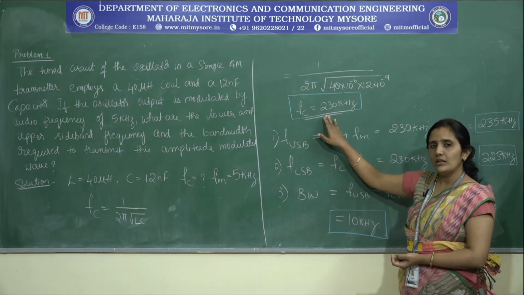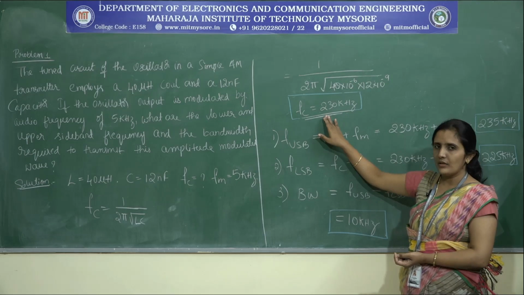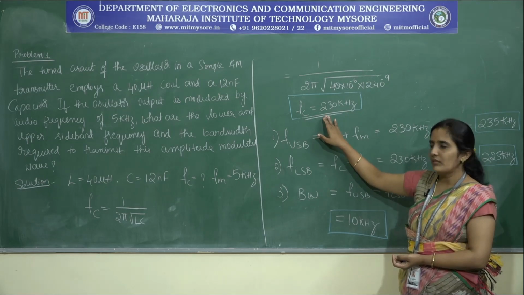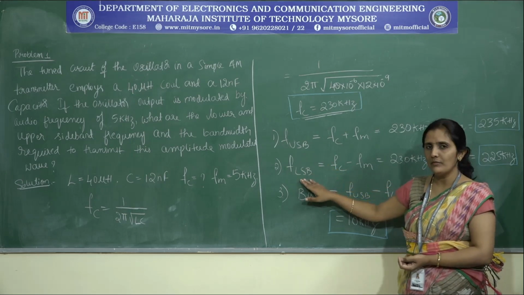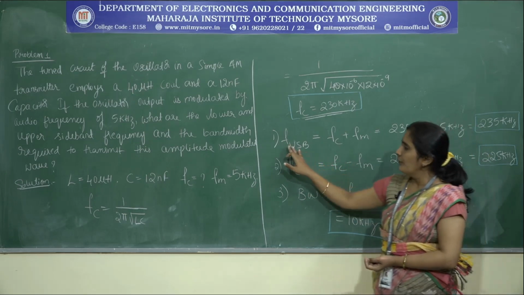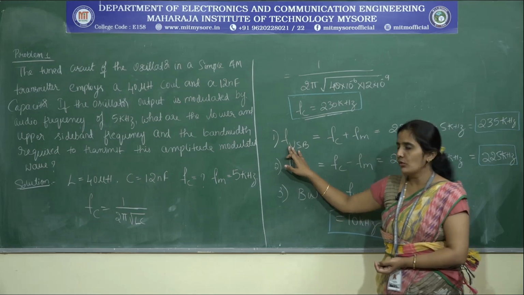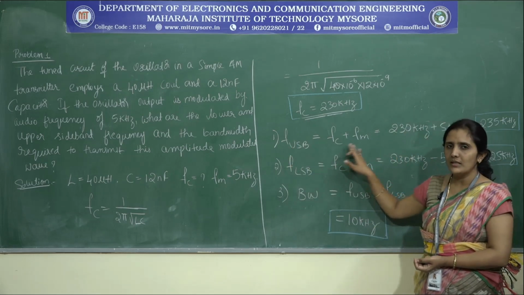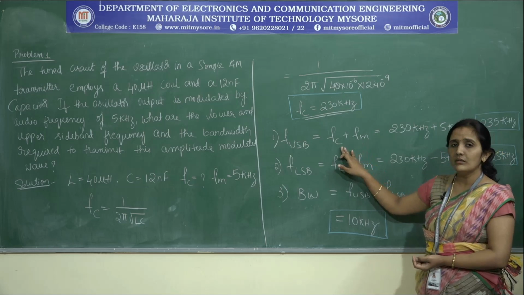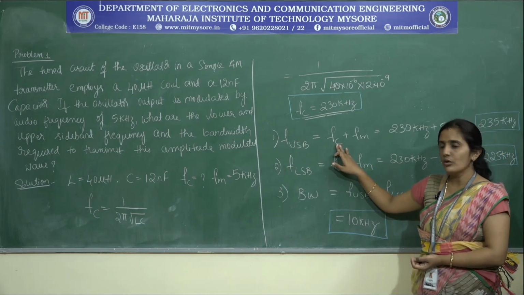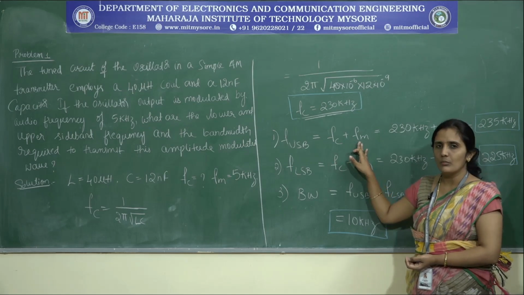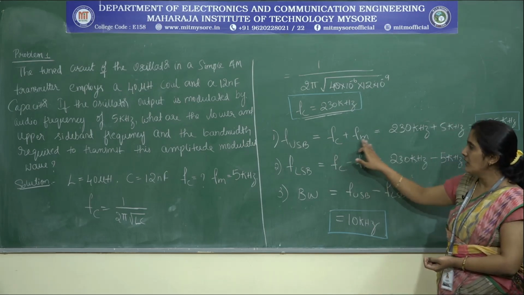By keeping this fc, the carrier frequency, we are going to derive the upper sideband frequency and the lower sideband frequency. Now for the upper sideband frequency, we know the equation is fc plus fm, because the frequency of the carrier is more than the frequency of the modulating wave. So fc plus fm.